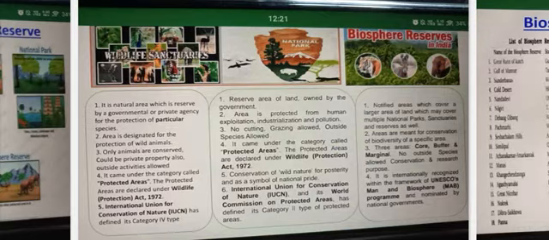Wildlife sanctuary: it's a natural area that is reserved by the government or private agency for the protection of particular species. Area is designated for the protection of wild animals. Only animals are conserved. Could be private property also. Outside activities allowed. It came under a category called protected areas. The protected areas are declared under the Wildlife Protection Act 1972. The International Union for Conservation of Nature, IUCN, has defined its category type.